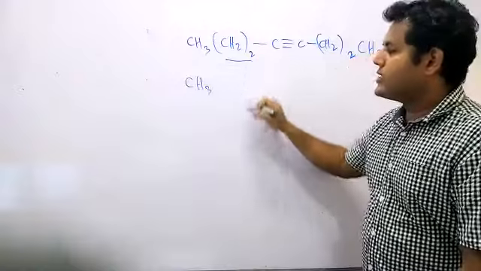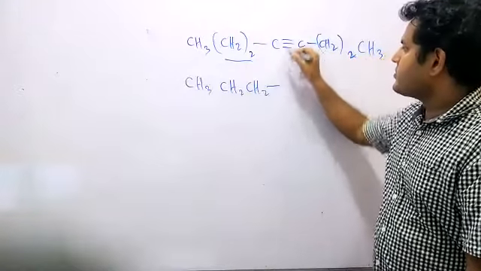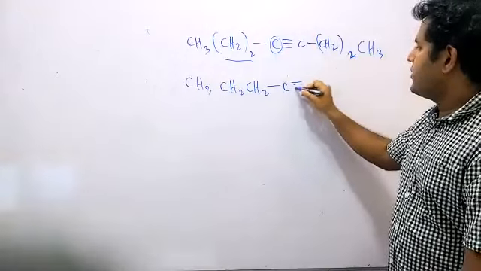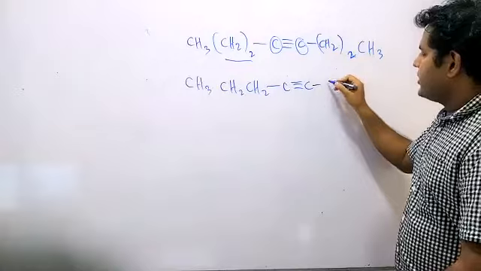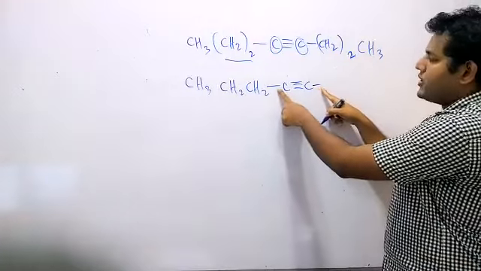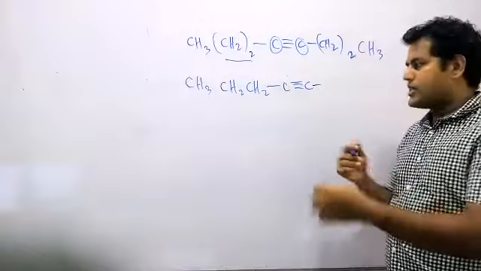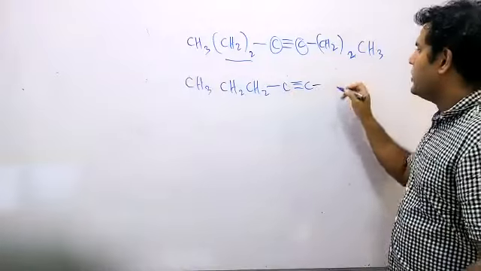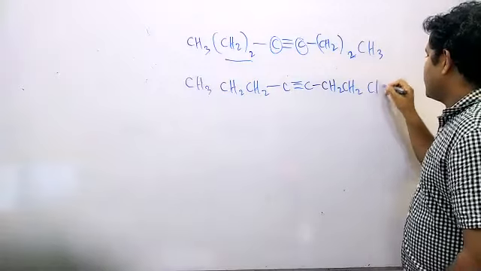CH3, what is meant by CH2 twice? It means CH2, CH2. And it's this carbon, C triple bond C, this one. And then CH2 twice again. When you're writing the triple bond, please use the single bonds in order to hang it to the other parts. On either side of the triple bond, use the single bond. And CH2, CH2, CH3.